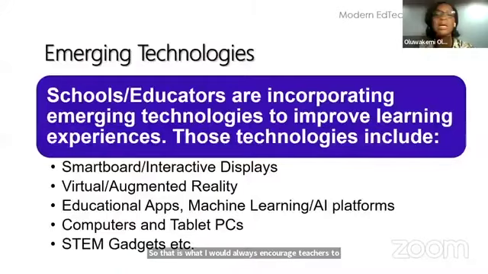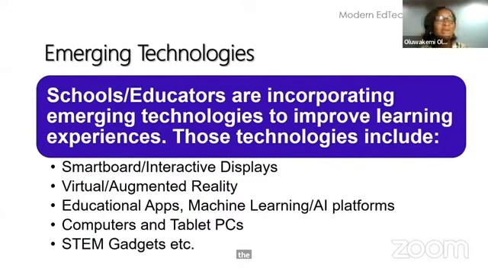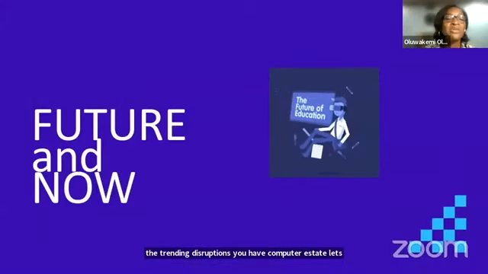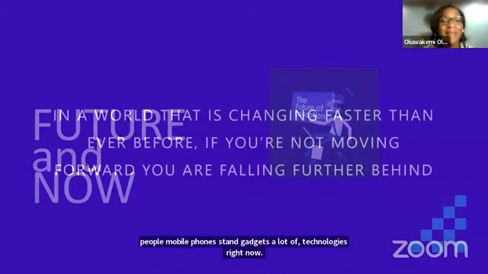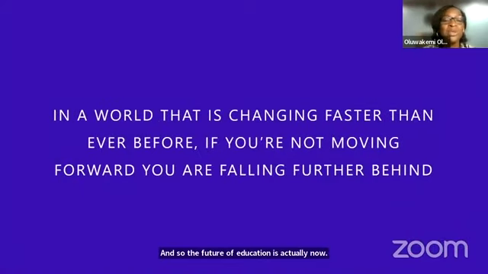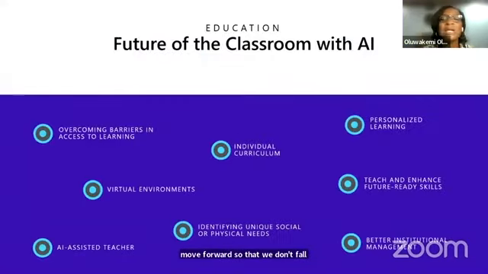Don't look at your present situation. You have emerging technologies right now in classrooms. You have virtual and augmented reality educational hubs almost everywhere. You have AI platforms now that are the trending disruptions. You have computers, tablets, even mobile phones, STEM gadgets, a lot of emerging technologies right now. And so the future of education is actually now. So we need to move forward so that we don't fall further behind. And so let me quickly move on.